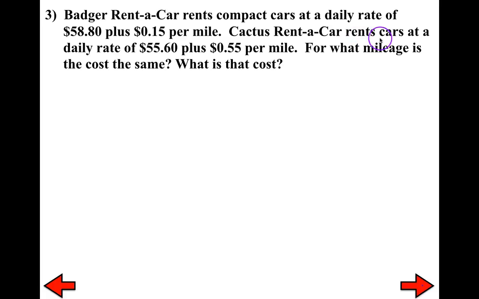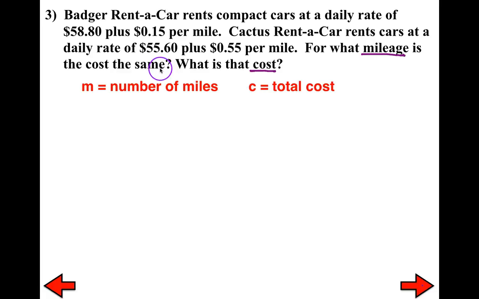Cactus Rent-A-Car rents cars at a daily rate of $55.60 plus 55 cents per mile. For what mileage is the cost the same? What is the cost? So here they want to know mileage and they want to know cost. So I'm going to go ahead and say M for the number of miles and C for the total cost.